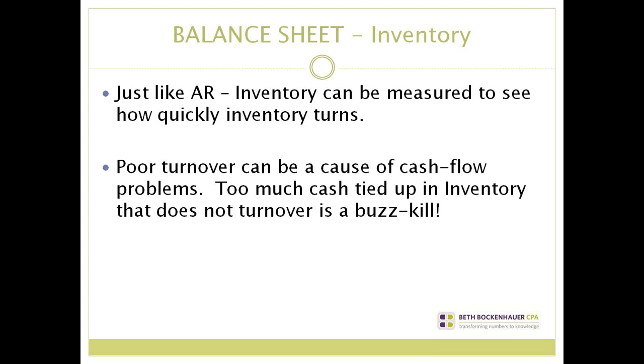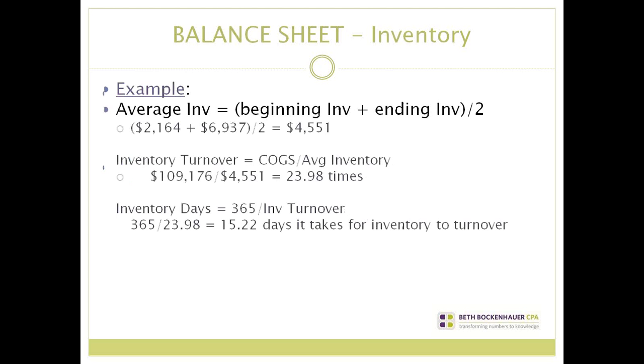Now, we can do the same thing for inventory. We can actually measure inventory to see how quickly inventory turns over. And poor inventory management can cause a cash flow problem. And actually, cash tied up in inventory that does not turn over can be a buzzkill. It actually can be the reason why business goes under. And we'll take a look at the ratio here and how this ratio works and how you would measure average inventory, how you would measure inventory turnover in your business if you're holding inventory.